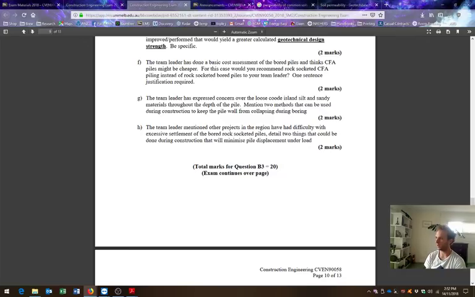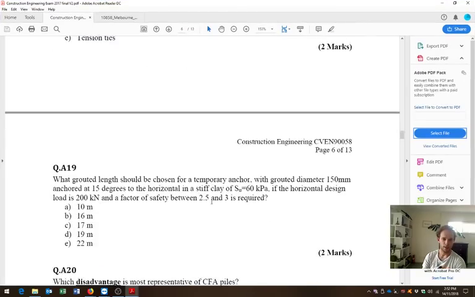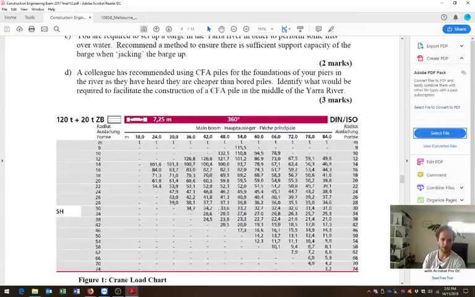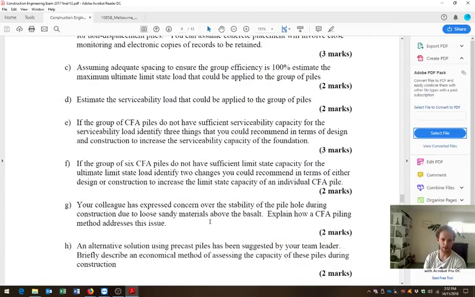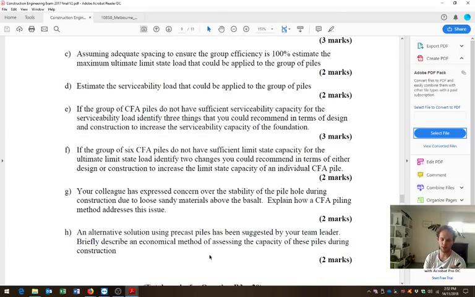So Pi, 2017 B4H, dynamic testing order formula. Let's have a look. We're going to end up doing every exam here, I think. B4H. An alternative solution precast. Hang on, is this the right one? B4H. Oh, briefly describe an economical method of assessing the pile during construction.